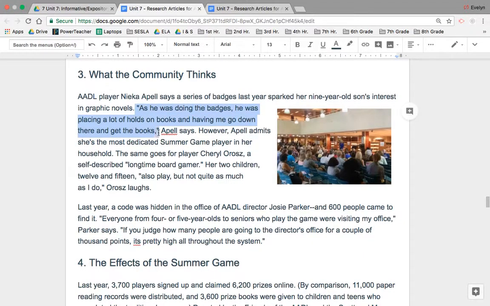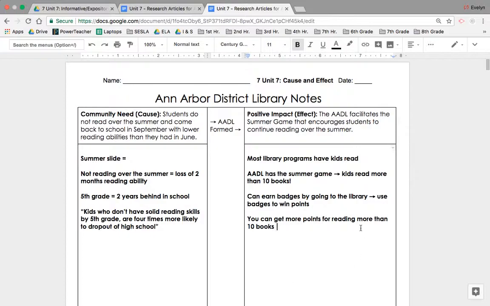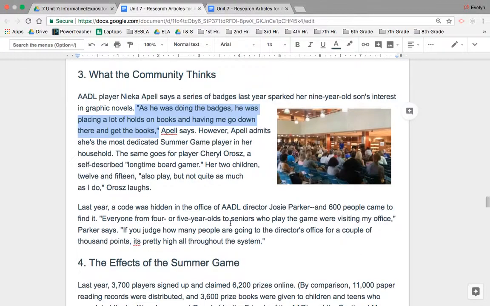This is a great quote you could choose right here. That someone said that their son was putting books on hold at the library to go pick up because he was so excited to win more points. You could write that here in your own words, or you could write the direct quote. Here you could write 600 people went to the Ann Arbor District Library to find one code. That tells me that they're pretty invested in reading.